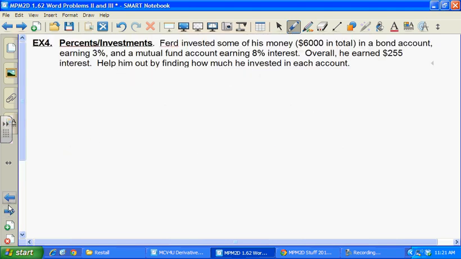Example 4, finally. Ferd invested some of his money. Oh, this is a money question. Nice. In a bond account and a mutual fund earning 8% interest. Overall, he earned $255 interest. Help him out by finding how much he invested in each account. So how much he invested in each account, that's what we want to find. So we've got the bond and the mutual fund and total.